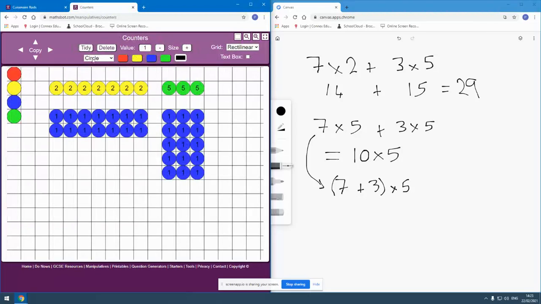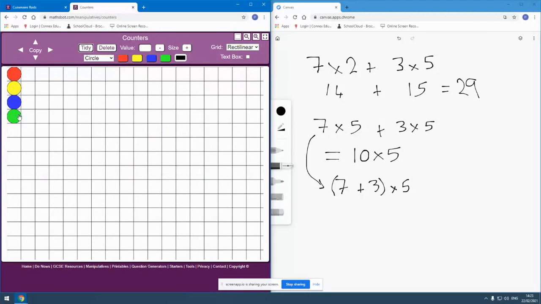And we can see the same thing again with the counters here. We can say, right, well, if I have 7 counters worth 5, and this is obviously a unitized view of multiplication, so it's multiplication by grouping in effect, or by unitizing, I'm creating 7 groups of 5, and then I'm creating another 3 groups of 5.